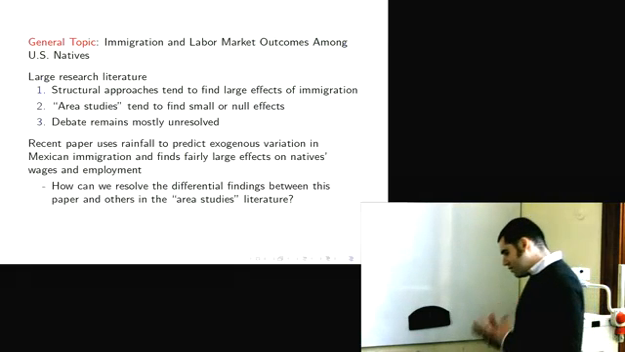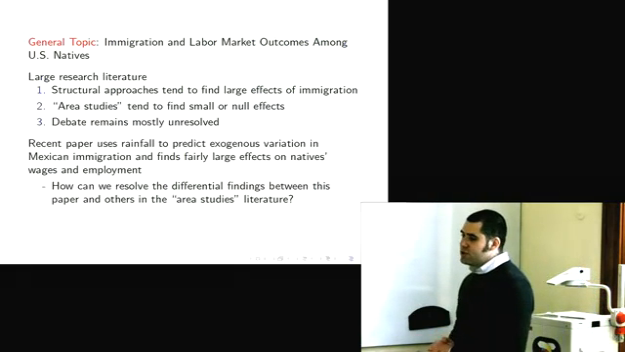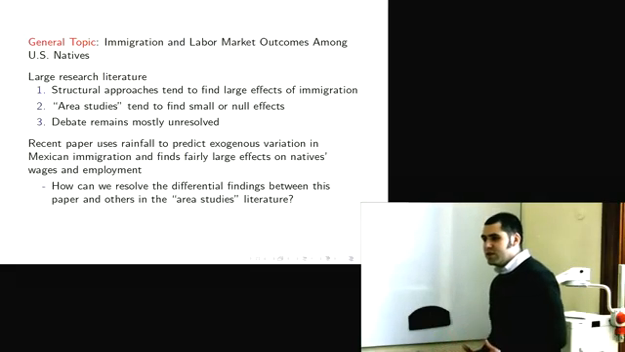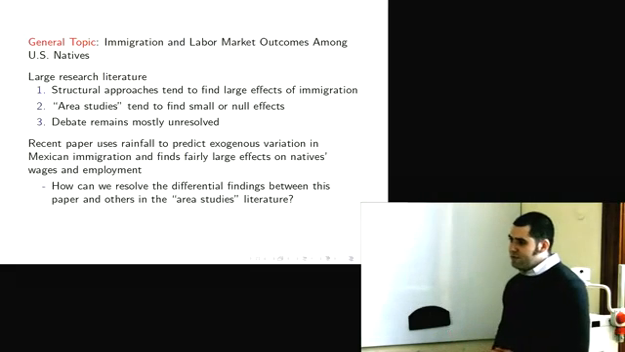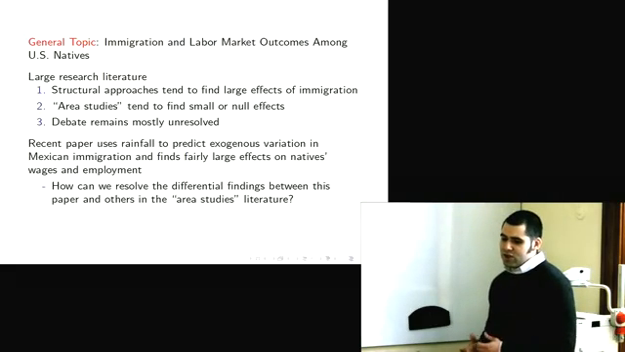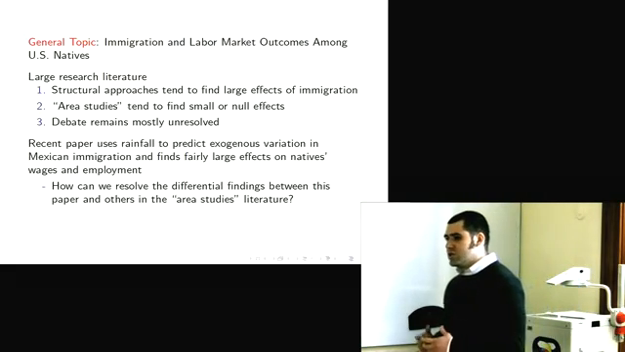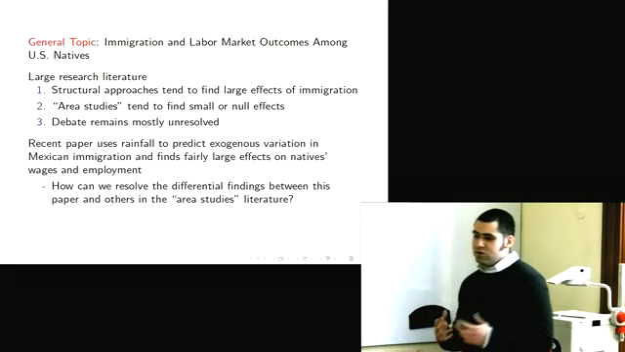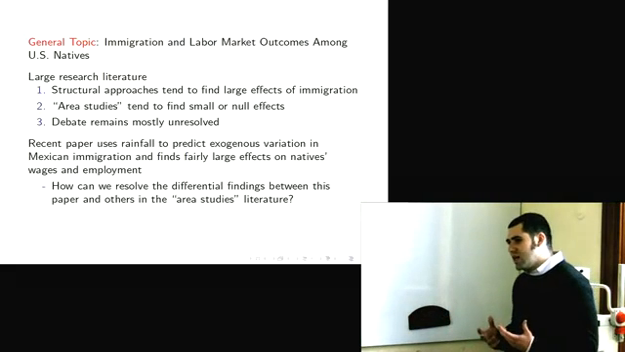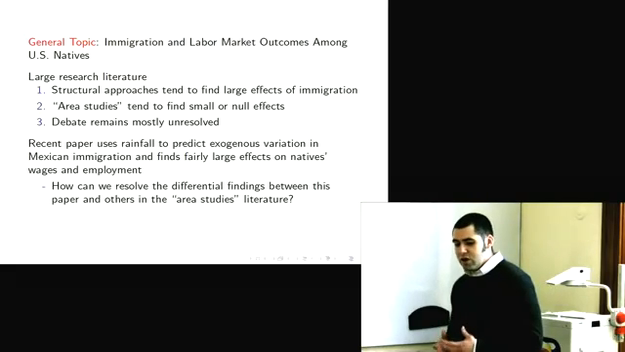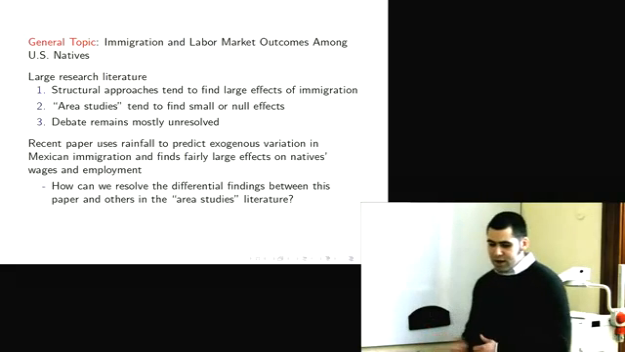So this is, as I've mentioned, a pretty large literature, and there's generally two approaches that people have taken to studying this question. And the first is an approach that's identified mostly with George Borjas over at Harvard. And here the approach is structural. You posit a production function, you use national level data, and this approach tends to find large effects of immigration on natives' wages and employment.